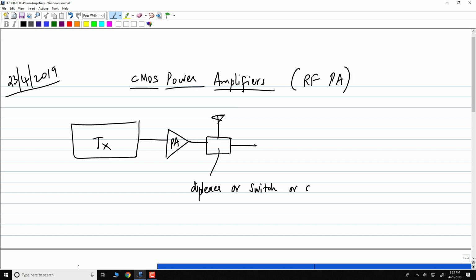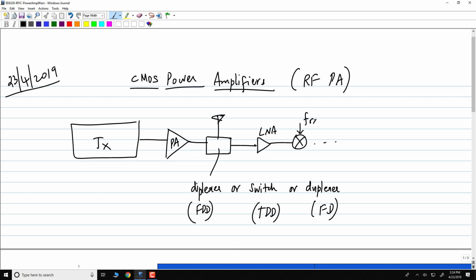If you have FDD systems, you would need a filter that is called a diplexer. If you had a TDD system, you'd need a switch that would switch the antenna between the TX and RX. I'll call this FD, standing for full duplex. If you have full duplex systems, then you would need a duplexer. This of course goes into the RX. Okay, this is the RX. Now we are specifically interested in this particular block.